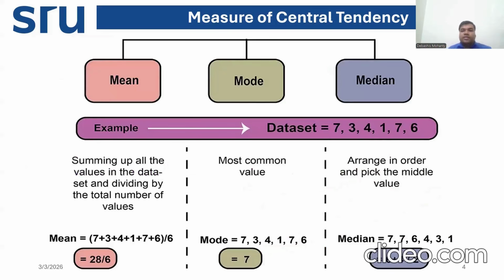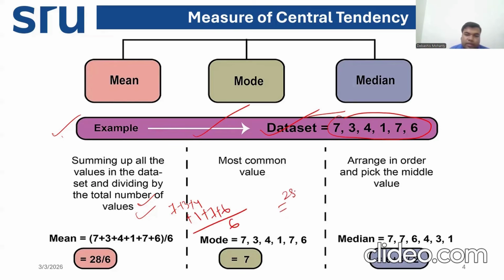Here is a pictorial representation of the mean, mode, and median. The data set is given: 7, 3, 4, 1, 7, 6. Next, we need to calculate the mean for this data set. How to calculate the mean? Add all these values: 7 plus 3 plus 4 plus 1 plus 7 plus 6. Sum of the observations divided by number of observations, so that is 28 divided by 6. This is the mean of the data set.